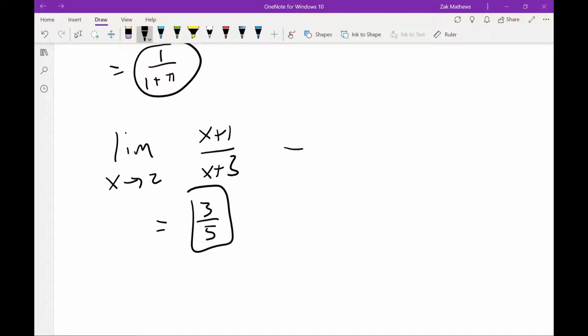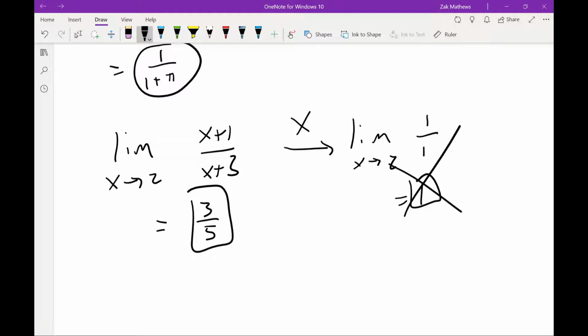If I had tried to use L'Hopital's, which I should not, I would get the limit as x goes to 2 of 1 over 1, which would tell me it's 1. That is absolutely false. I shouldn't have been comparing their slopes because it wasn't going to 0 over 0. It was going to some other number entirely.